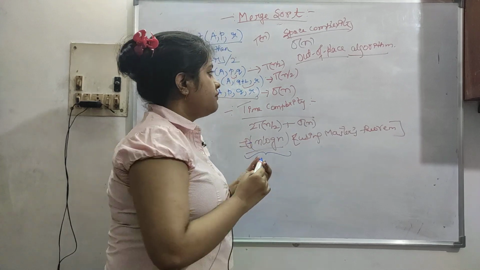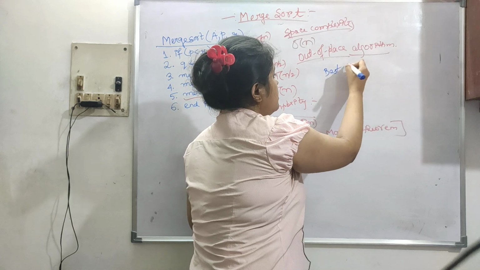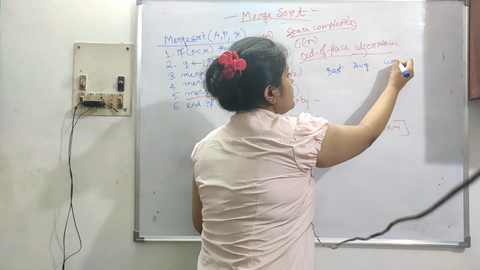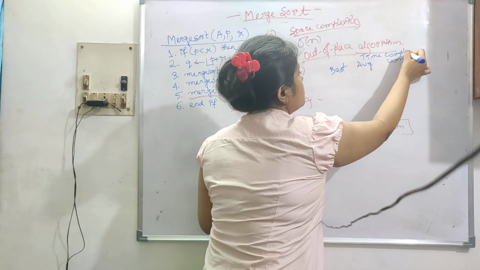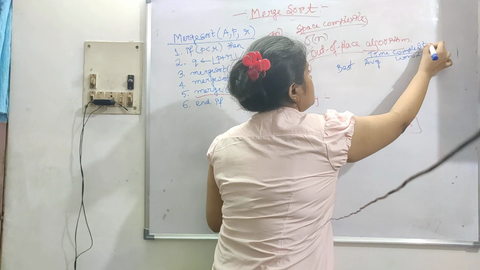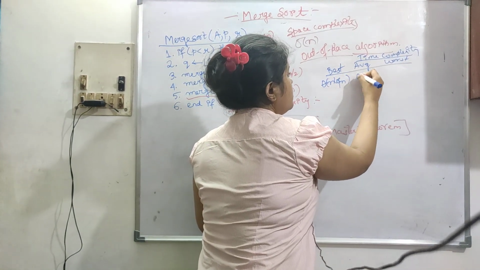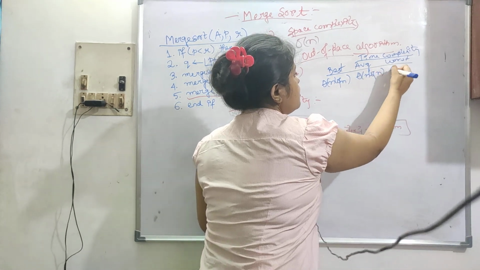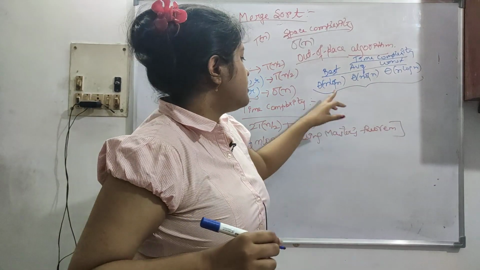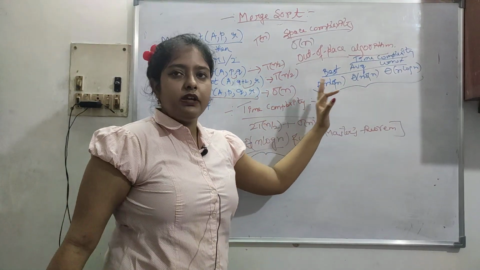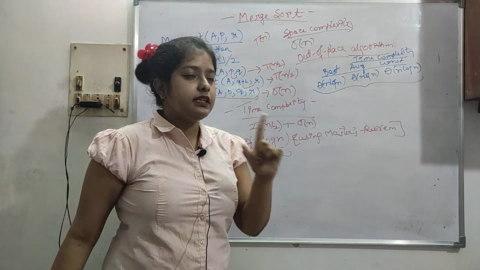So the very important question here is merge sort best case, average case, worst case time complexity. It will always take theta of n log n. This is a very important thing: irrespective of the case, best, worst or average, it will always take n log n, and the time complexity will be the same in every case.